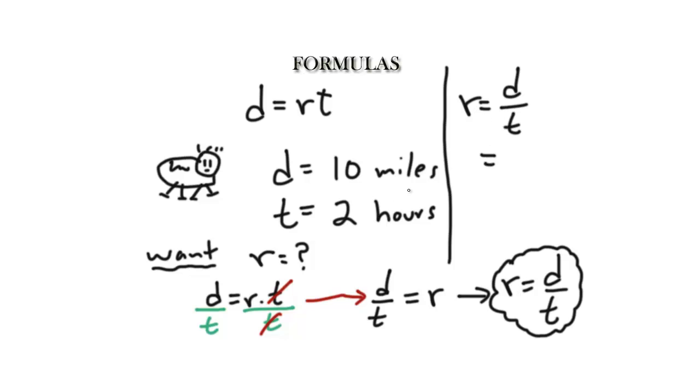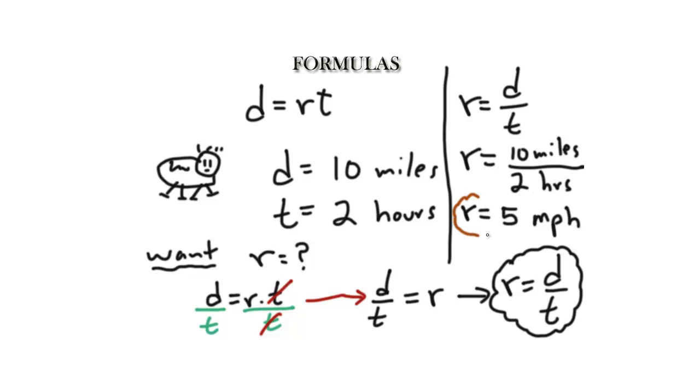We know d is just 10, so let's plug that in. 10 miles, and the time is 2 hours. So what is the average speed for this creature? It's going to be 10 divided by 2, which is 5. So 5 miles per hour. That's the average speed for this animal. Okay? And we're done. And we're happy.